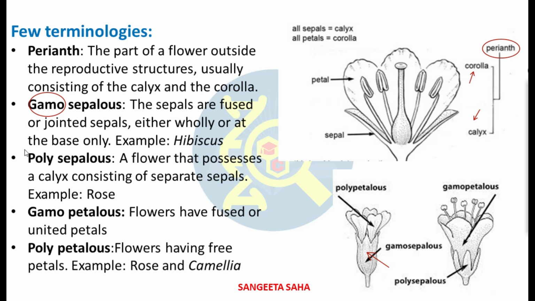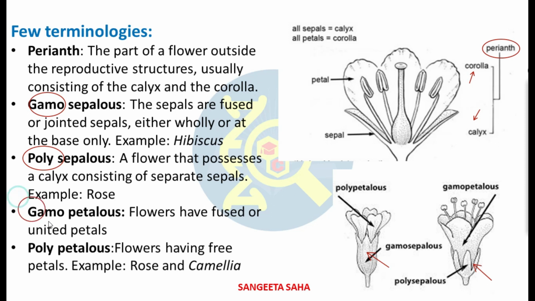Next is polysepalous. The word poly means separate. That means when the sepals are separated like this. If you compare gamosepalous and polysepalous, you will be able to understand what I am trying to say. Here in the gamosepalous, the sepals were fused. In the polysepalous, the sepals are separate, and this is seen in rose.